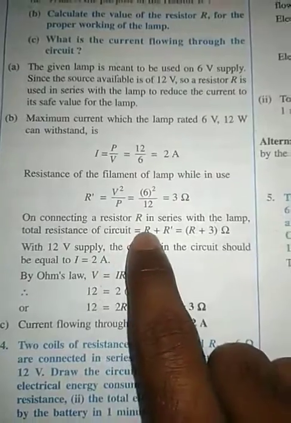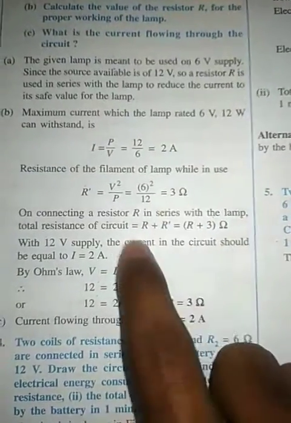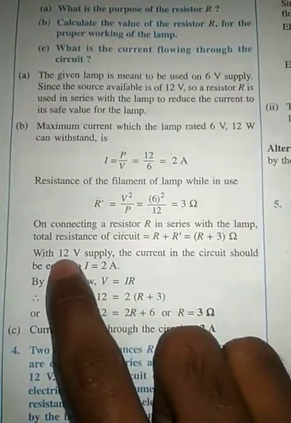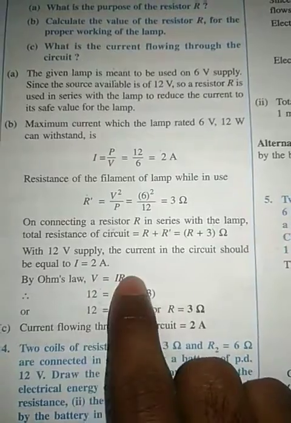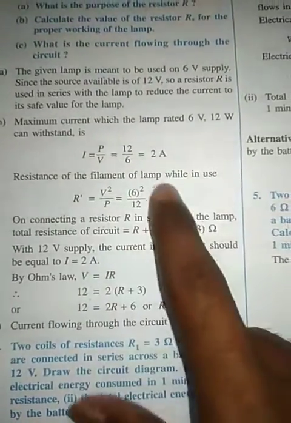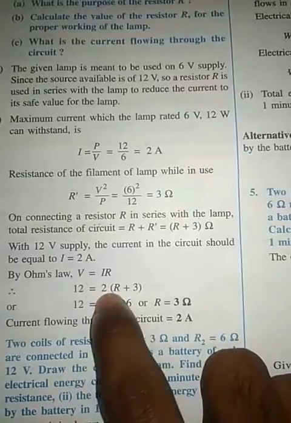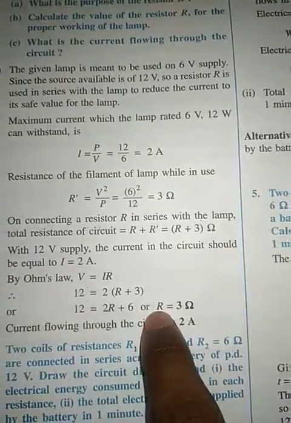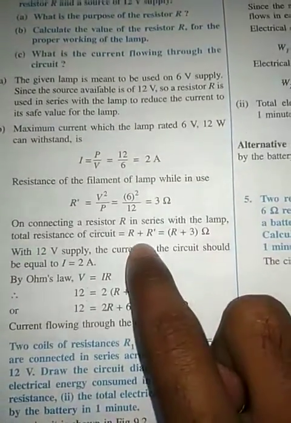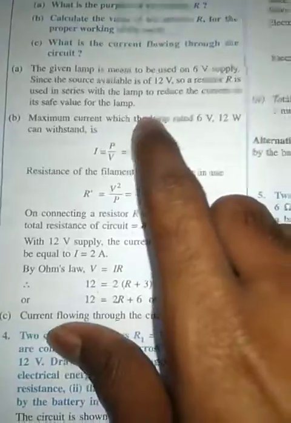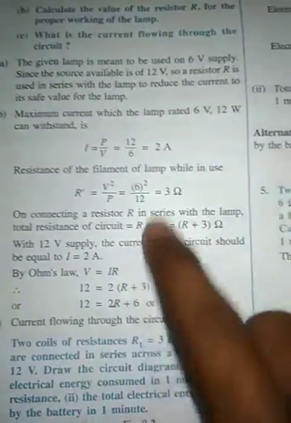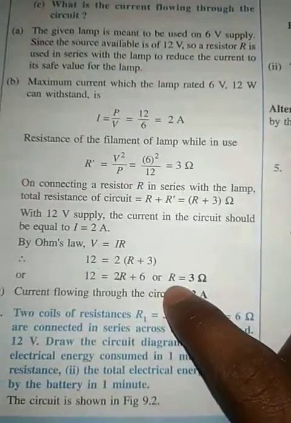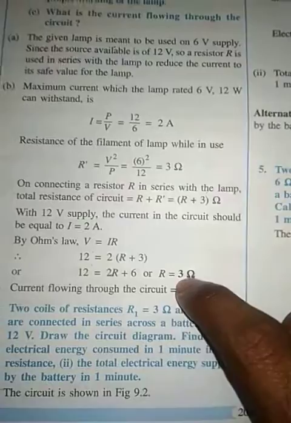Now I am assuming the resistor R is connected in series with the lamp. So the total resistance becomes R plus R dash. R dash is 3, R we don't know, so that becomes R plus 3. Now 12 volt is supplied here, and V equals IR, and I we have calculated as 2. So I put the values of V and I, with R plus 3, and from that I got R is 3 ohm. That means I have to connect an external resistor with that lamp for reducing the 12 volt to 6 volt, and that resistor is 3 ohm.